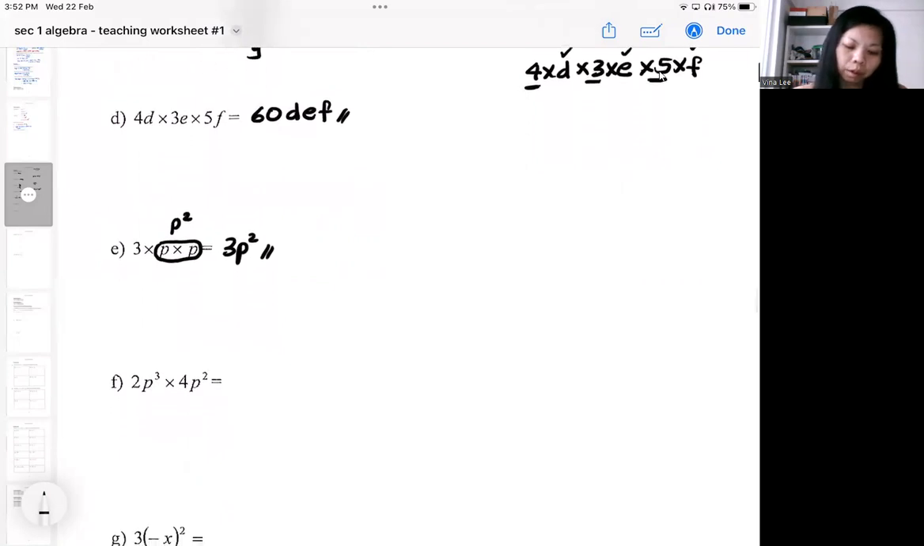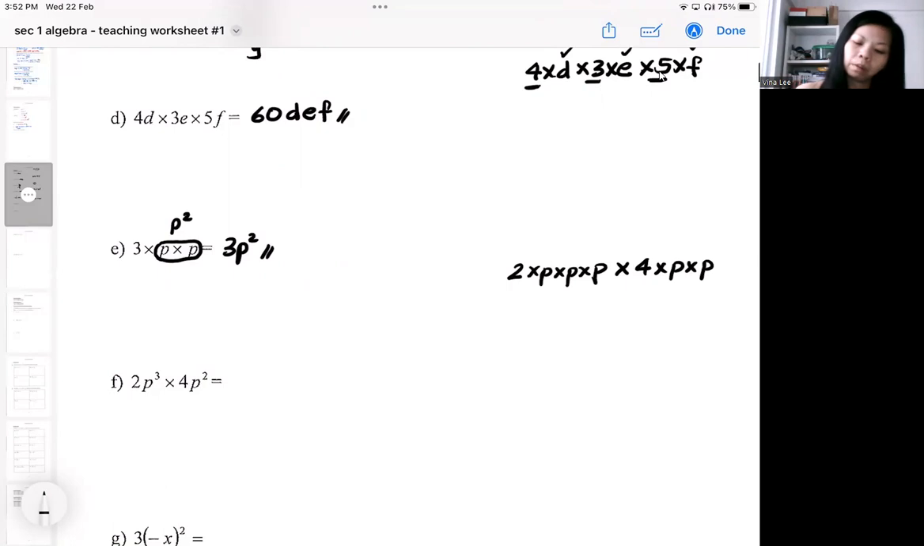Okay, the next one, usually the power will confuse students. If your mind is very weak, you find that you can't process power. So like for part F, the 2P cube is like this. So that is the 2P cube. And then the 4P square will be 4 times P times P. I'm doing it at the side because I didn't want to show this. So this should be in your thinking space.